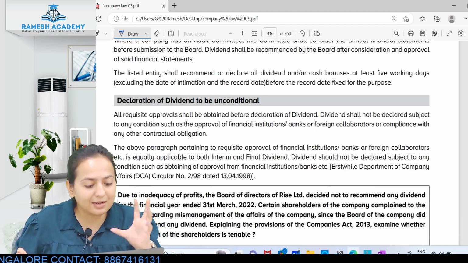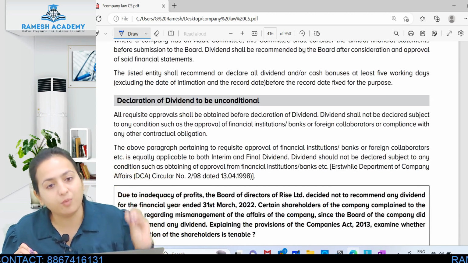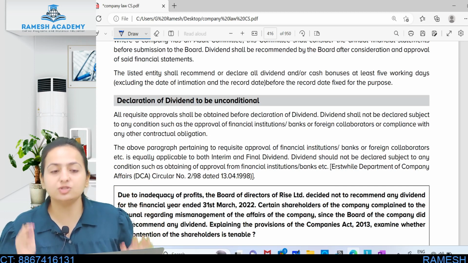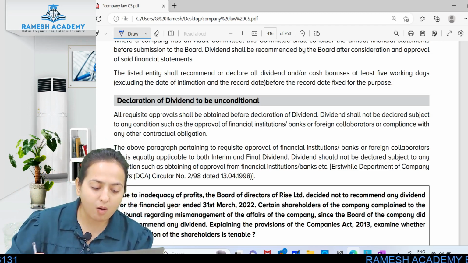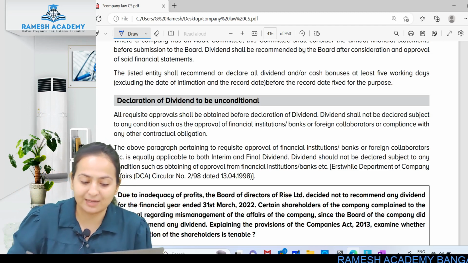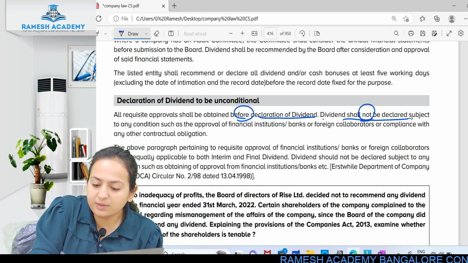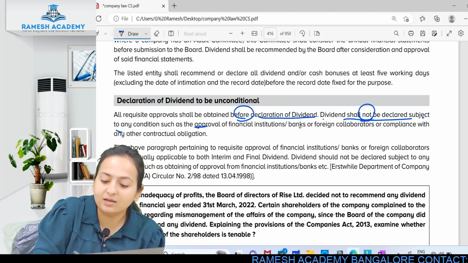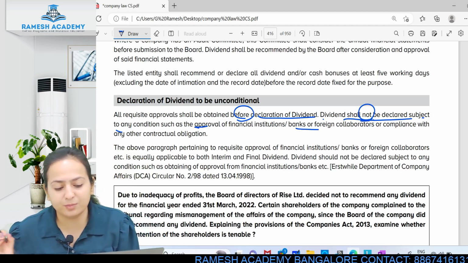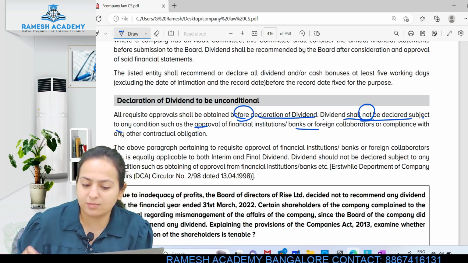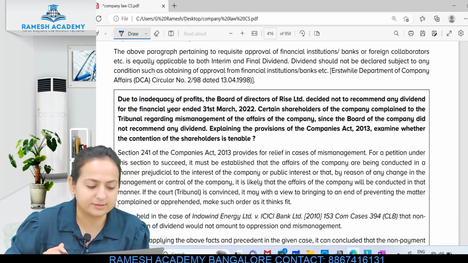Yes. So, declaration of dividend should always be unconditional. Whatever dividend the board of directors declare, it should not be subject to conditions. It should always be unconditional. All the requisite approvals should be obtained before declaring the dividend. Dividend shall not be declared subject to any condition. For example, you say you need to ask for approval from institutions or banks or foreign collaborators. So this is how it is.